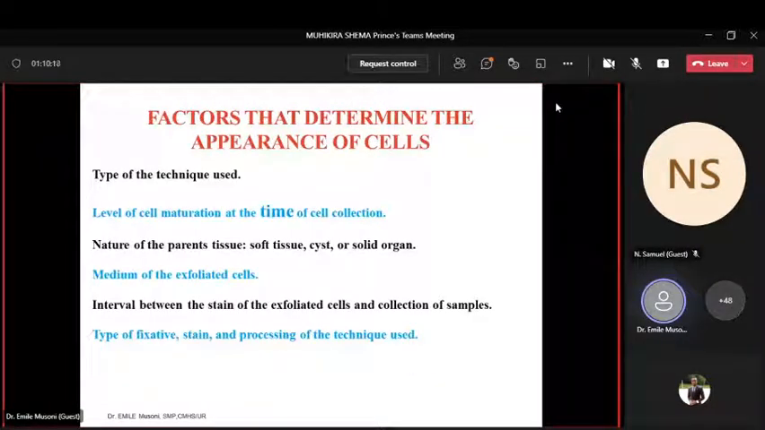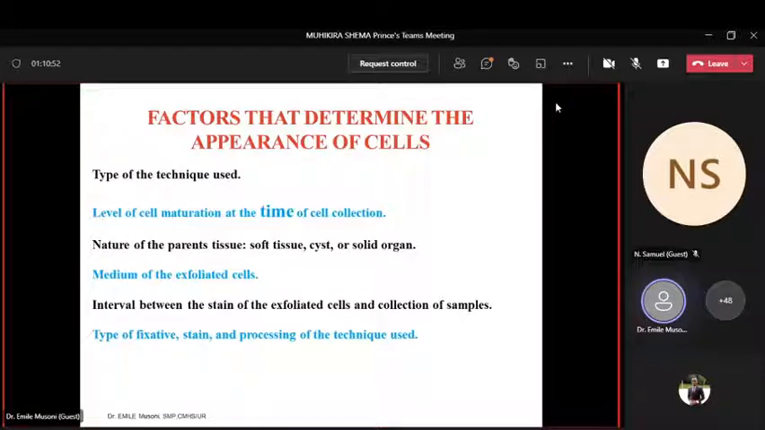The factors that determine the appearance of the cells, first of all, type of the technique used. It is a pap smear, sputum, urine. Level of maturation of the cells at the time of collection. It also depends on the nature of the parent tissue. For example, if it is a soft tissue, cyst, or solid organ. Medium of exfoliated cells. Interval between the stain of exfoliated cells and the collection of the sample.